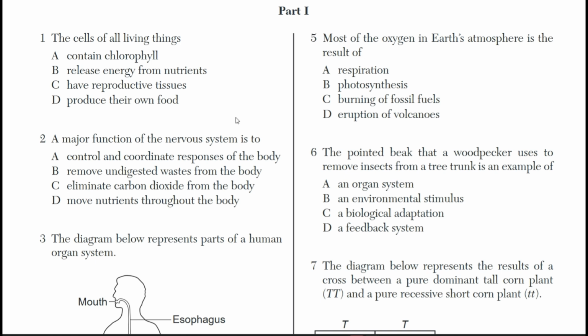So the first one here, number 1, says, the cells of all living things: A, contain chlorophyll, B, release energy from nutrients, C, have reproductive tissues, or D, produce their own food. All right, so let's go through these one by one. You probably have one in mind that you can see doesn't fit the bill, or if you don't know at all, we're going to talk about it.